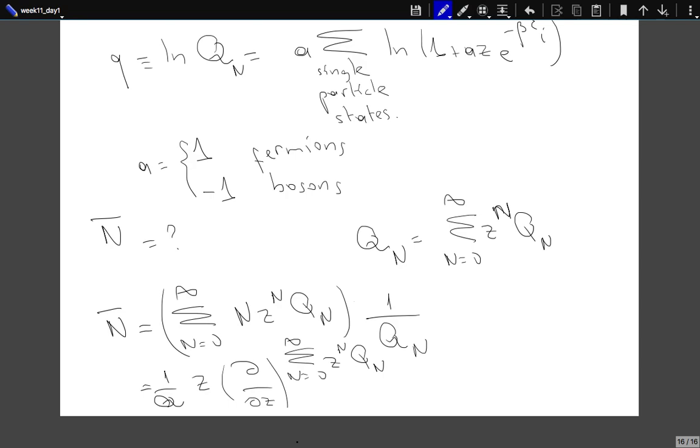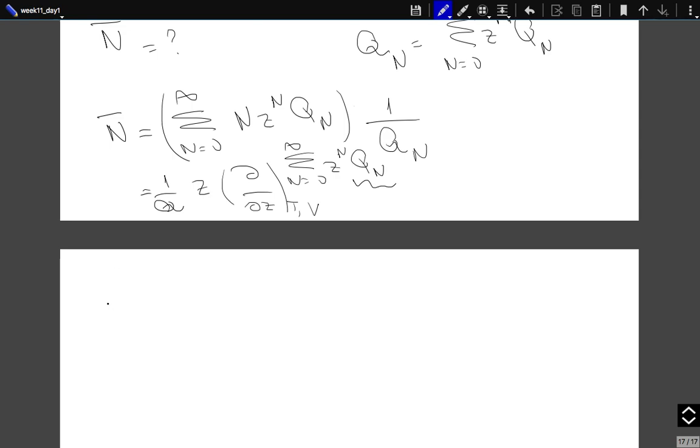Now when we are taking this derivative with respect to z, we are keeping the temperature constant and the volume constant, because we are not differentiating Qn, and that Qn depends on T and V. It doesn't depend on z. So we need to take the derivative with respect to z, keeping T and V constant. So the average n is z times the derivative with respect to z of the logarithm of the grand partition function, or z times the derivative with respect to z of the Q potential.